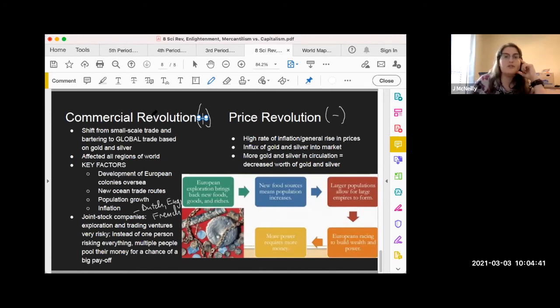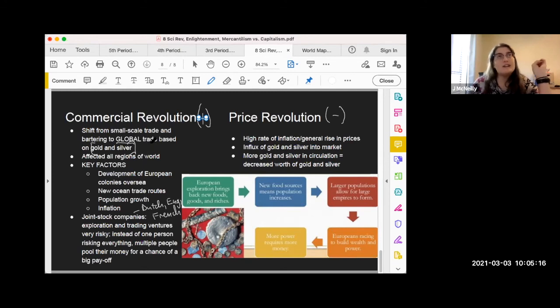Okay, so the commercial revolution is the first time in world history when the entire world is connected. After 1492, we know about the New World. The Columbian Exchange starts. The old world and the new world are exchanging goods together. So you shift away from small scale local trade and bartering to large scale bulk trade around the world. And under mercantilism, that focus is going to be on gold and silver.